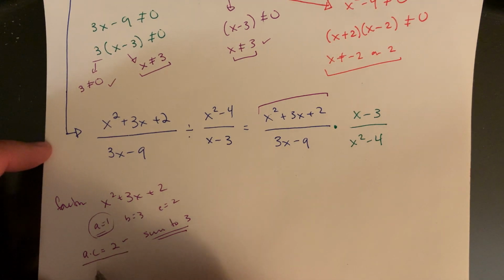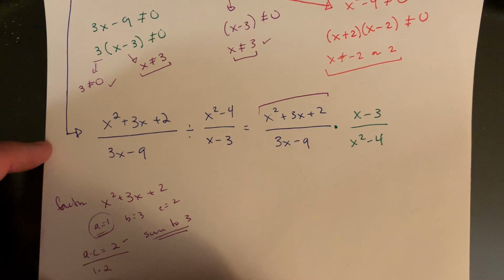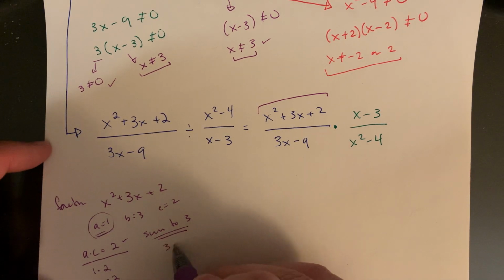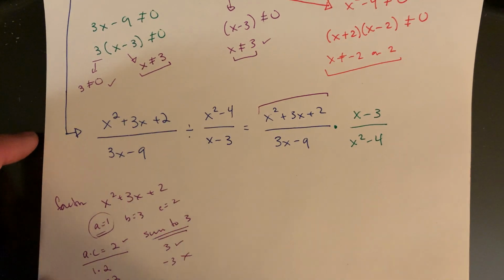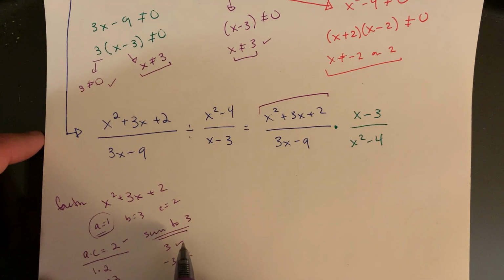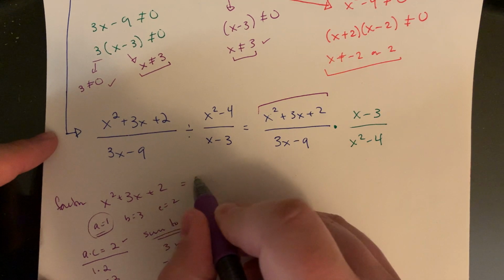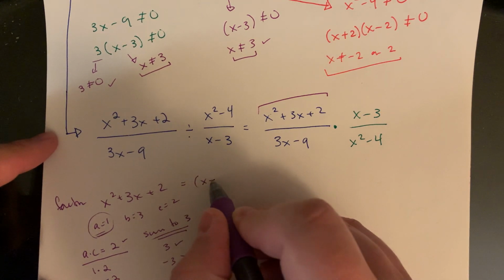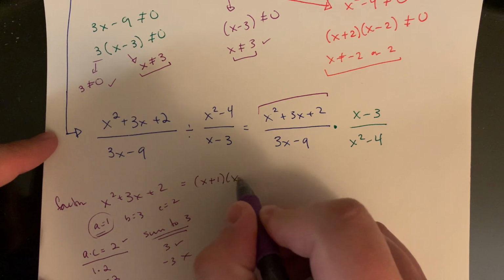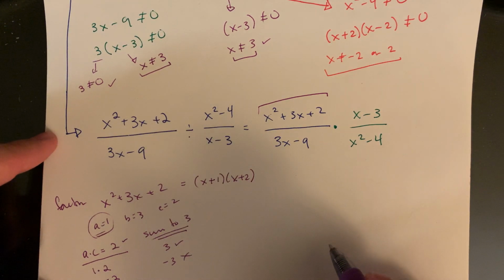Really only one option to get a 2. It has to be either positive 1 and 2 or double negative 1 and 2. And if we add them and get a positive, it's got to be positive and positive, right? So positive 1 and positive 2 gets me to 3. So that means the factoring here is going to look like x plus 1 times x plus 2.